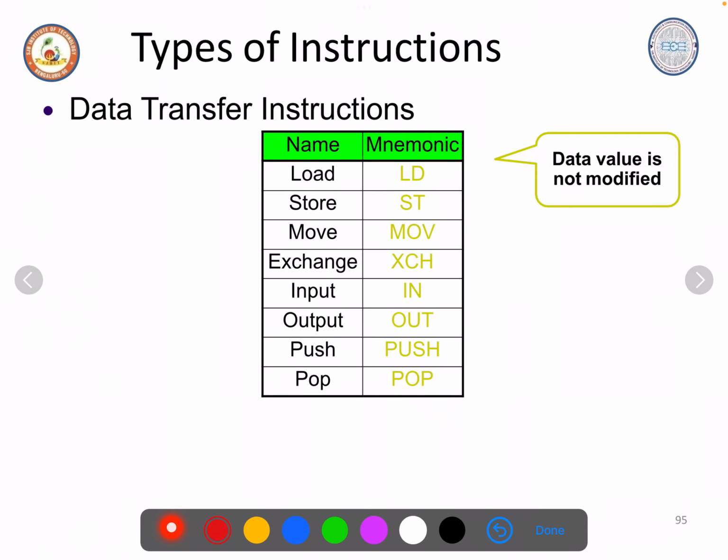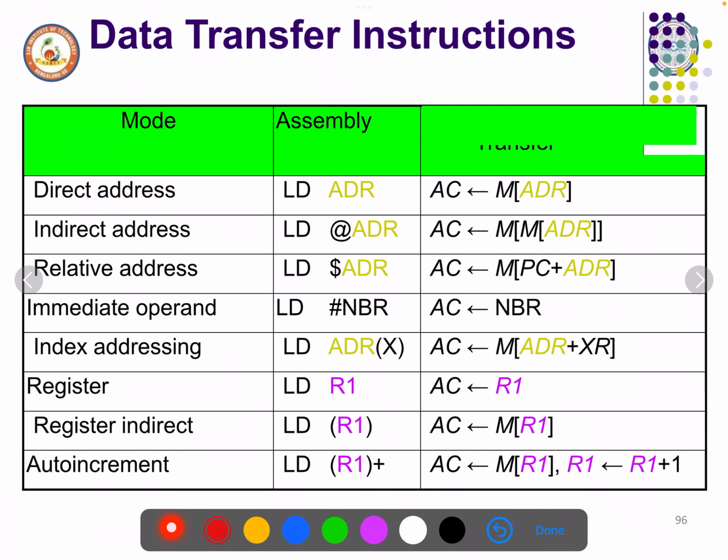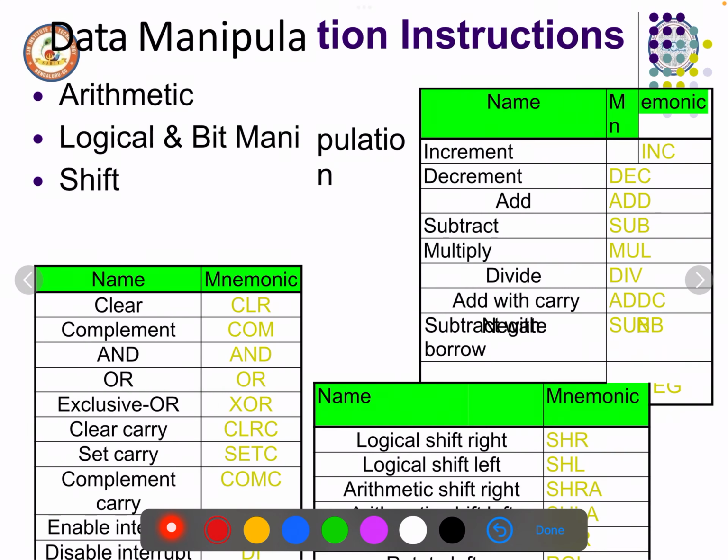So these are the types of instructions. These are data transfer instructions. You have load, store, move, exchange, input, output, push, pop. Push and pop are for the stack and these are for IO operations. These are for loading and storing with respect to memory, and this is for moving between registers, exchange with the registers. So it is the same thing with different addressing modes. How can we write load and store?